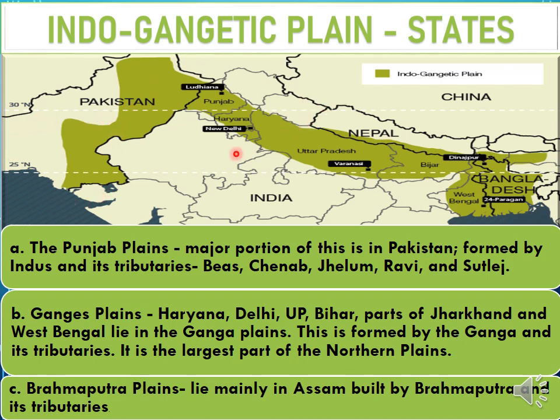Here you can see a better picture, that is the Punjab plains, the western side. A major portion of this is in Pakistan right now, formed by the Indus and its tributaries Beas, Chenab, Jhelum, Ravi and Satluj. The middle portion is formed by the Ganga plain. States like Haryana, Delhi, UP, Bihar and parts of Jharkhand and West Bengal lie in the Ganga plain. This is formed by the Ganga and its tributaries. It is the largest part of the northern plains. The eastern portion, formed by the Brahmaputra river, lies mainly in Assam and is built by the Brahmaputra and its tributaries.